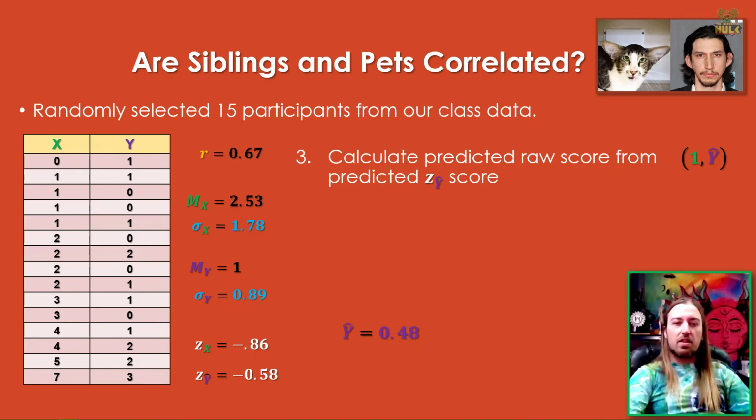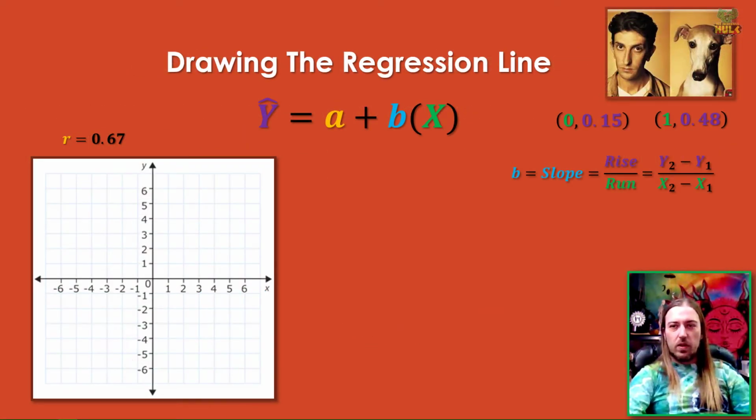And so then the next step is simple. We've got 2 coordinates now. We've got our 0 and 0.15. We've got our 1 and 0.48. We can then plug those into our slope formula. Slope, B, is rise over run. So it's y2 minus y1, right?